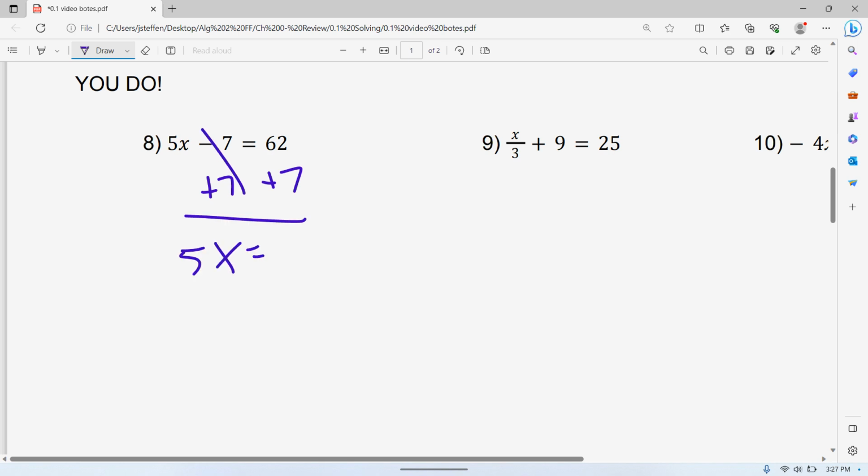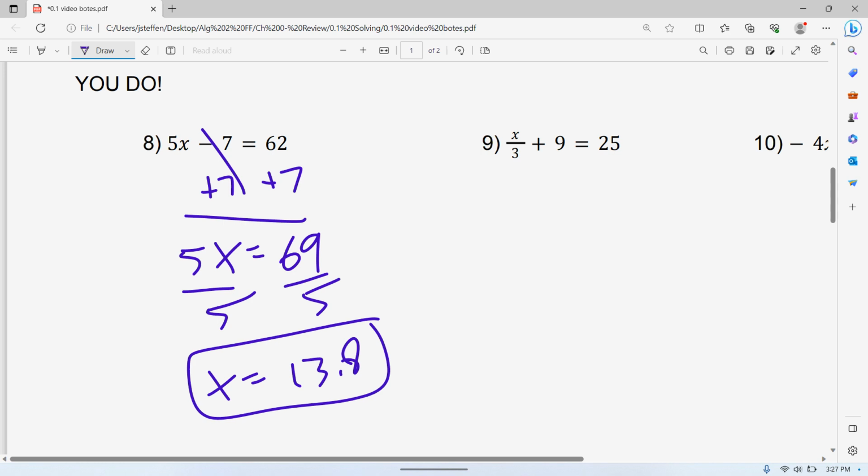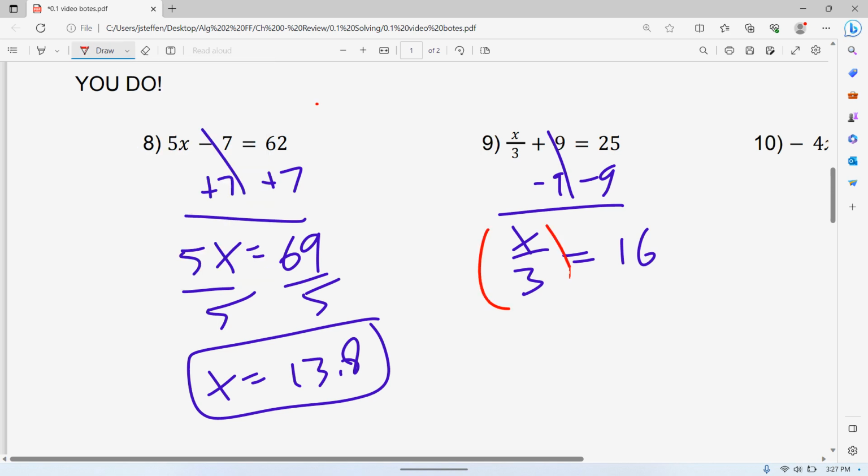Two plus 7 is 69. X is equal to 8. Please round it to 2 decimal places unless I tell you otherwise, but this one you only need 1 decimal. So the next one, we're subtracting 9. 25 minus 9 is 16. And then again, we have that 3 in the denominator, so we're dividing, so we need to multiply. So x is equal to 16 times 3 is 48.